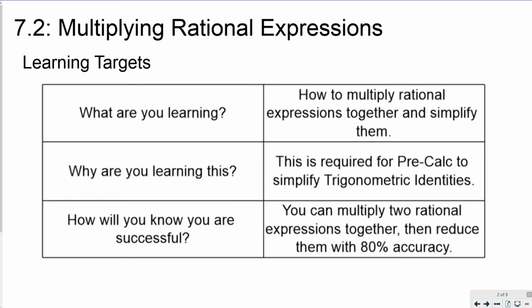In this video, we're going to continue our rational expressions unit. We're going to start multiplying rational expressions and simplifying them. This is required for pre-calc because we need this for simplifying trigonometric identities. You'll know you're successful when you can take two rational expressions, multiply them, and reduce them.